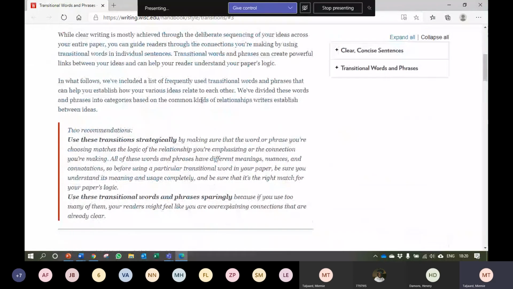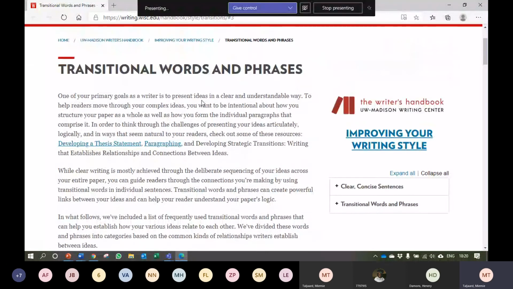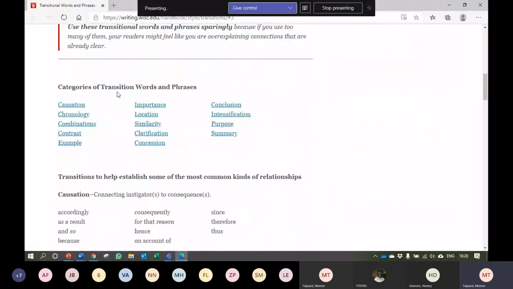This is a very, very handy website. Transitional words and phrases, you can actually read through everything. But what they have done is they have categorized the transition words and phrases. So let's take this one, intensification. Say, for instance, one person's research suggested that masks make a difference. Then somebody else's proved it. It was more intense, the proof.